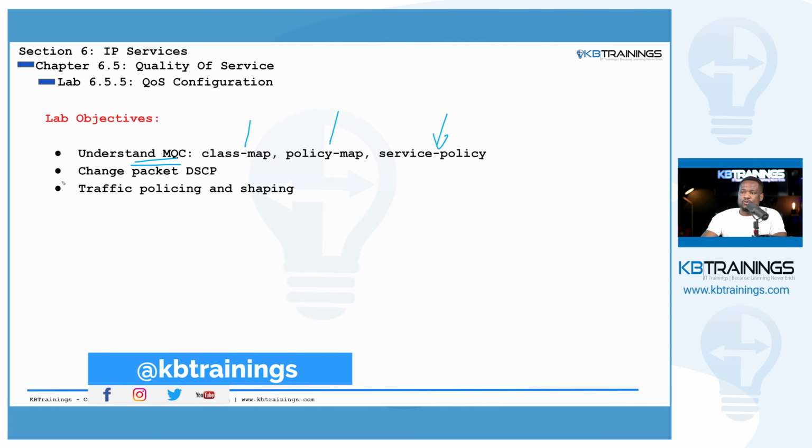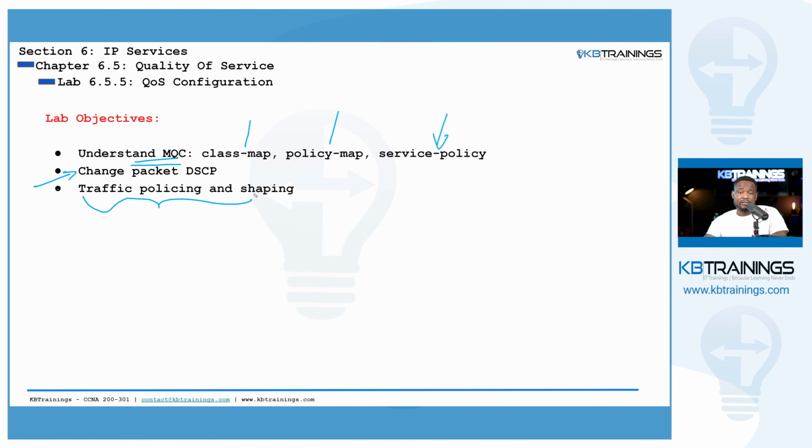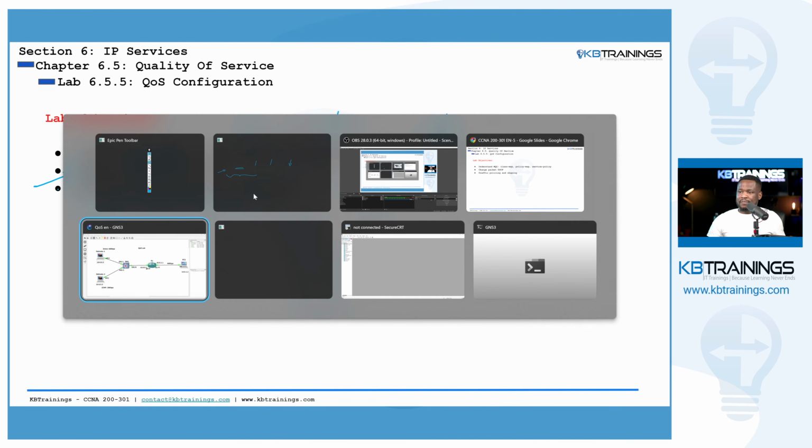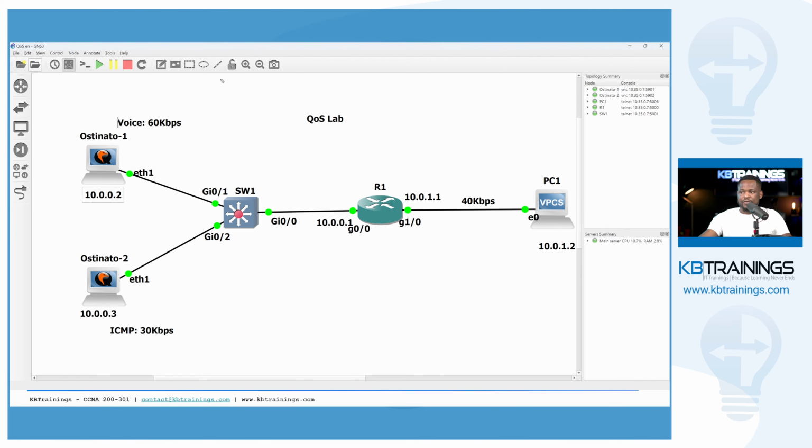We are also going to change some packet DSCP. I'm going to show you how you can change the priority of a packet. And we're going to play with traffic policing and traffic shaping. So I'm going to do a lab in GNS3. This is our lab, or our topology, we're going to cover today.